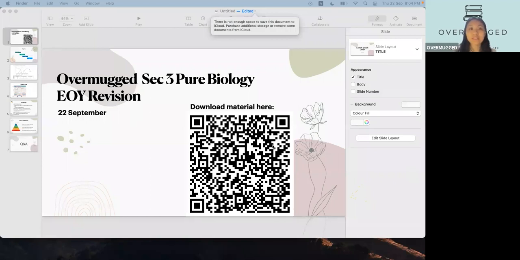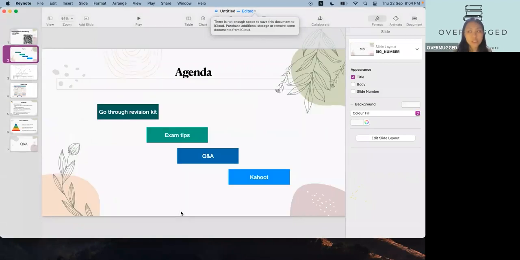So today, the agenda is we'll go through the revision kit, which is the one that I sent on the chat for you guys to download. And we'll go through some exam tips. Then we'll have Q&A, and then a Kahoot quiz.